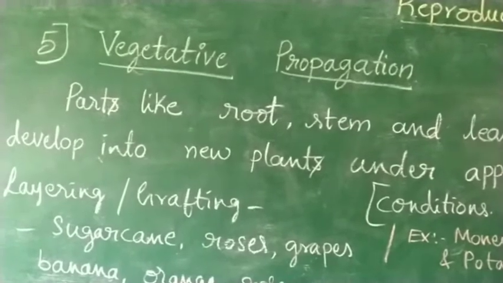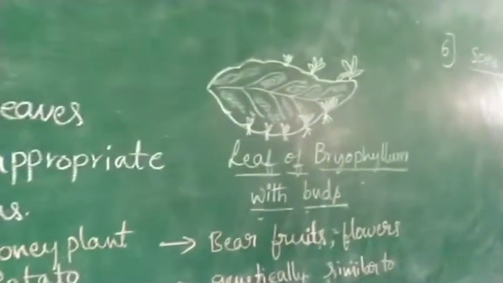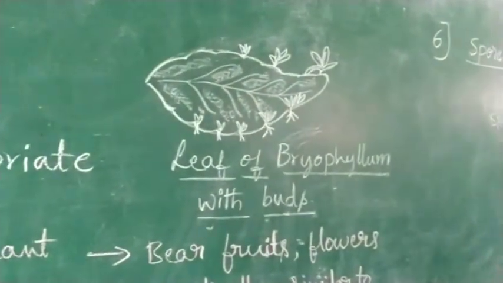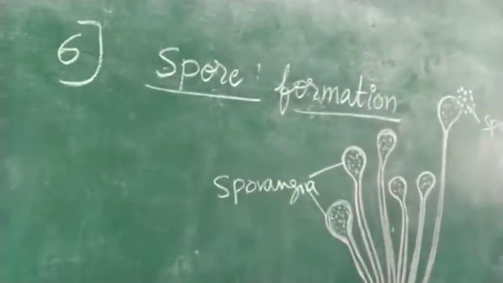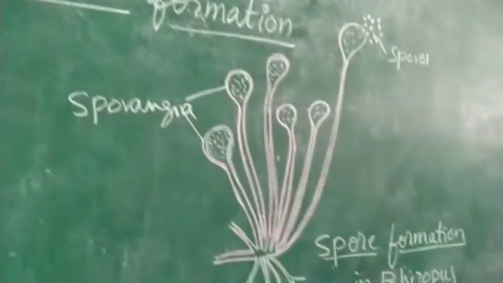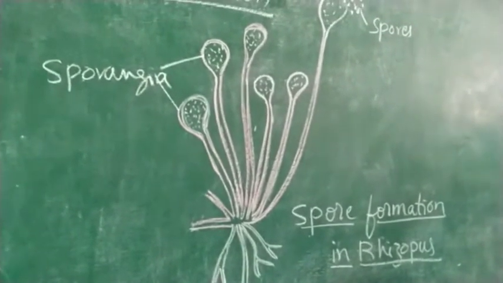The 5th method of asexual reproduction involves vegetative propagation, which has the example of the leaf of Bryophyllum. The 6th method of asexual reproduction involves spore formation, where the example is Rhizopus or bread mold.